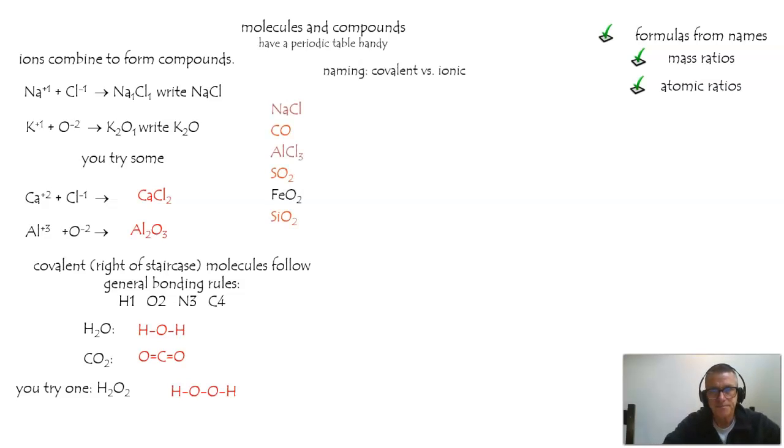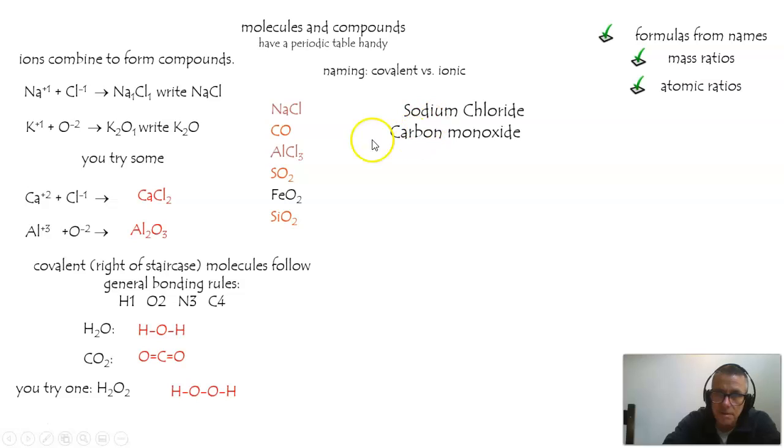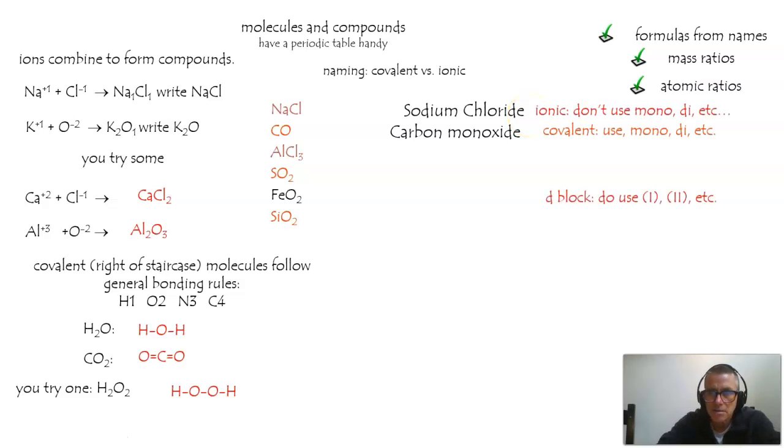Let's name them. You already know how to do this partially. NaCl. Is that not table salt, sodium chloride? It is. CO, toxic gas. You may know its name. It's carbon monoxide. Lo and behold, we've learned something. If it's to the right of the staircase, this is not a salt. Both carbon and oxygen are nonmetals. Use those mono, di, tri prefixes, right? Carbon dioxide, things like that. But if it's a salt, we don't say sodium monochloride. It just sounds funny. So, ionic, don't use mono, di, tri, but to the right of the staircase, always do.